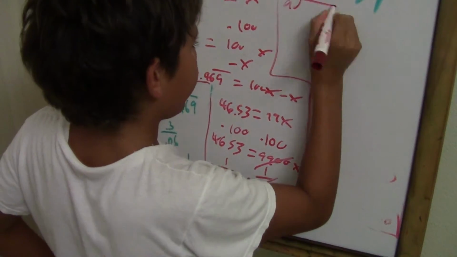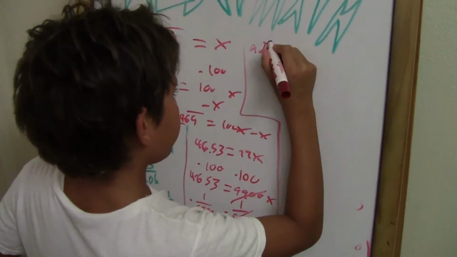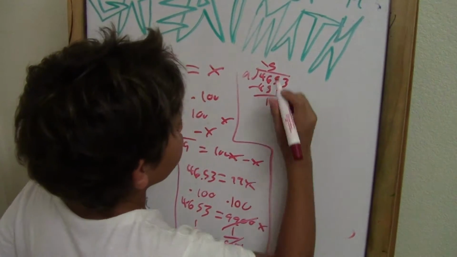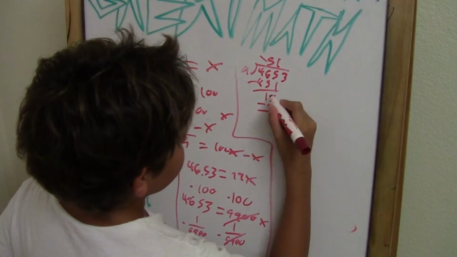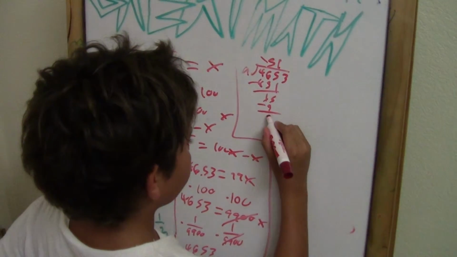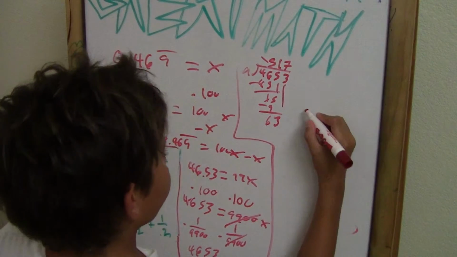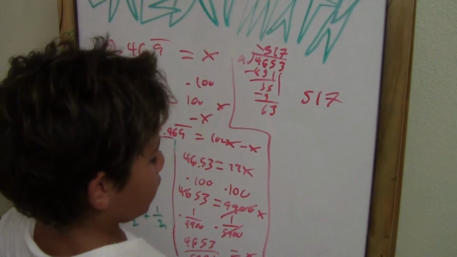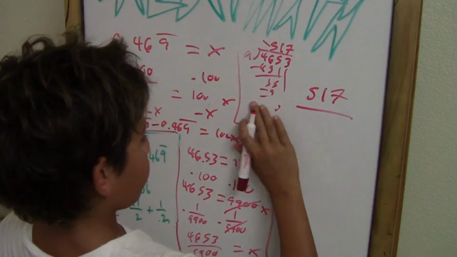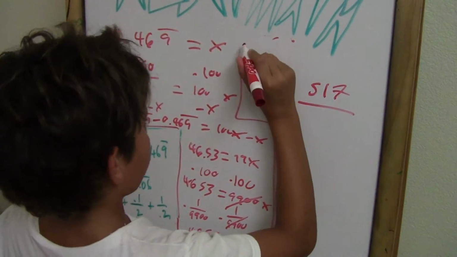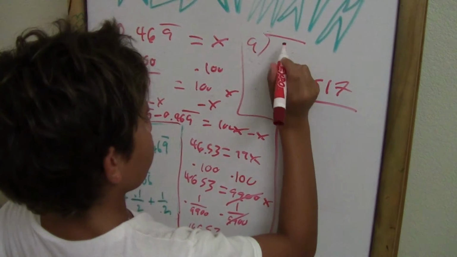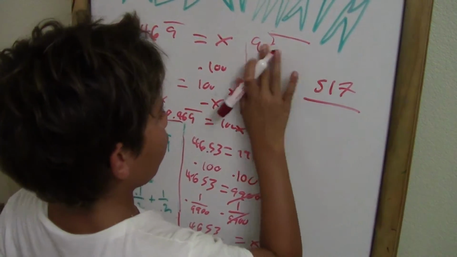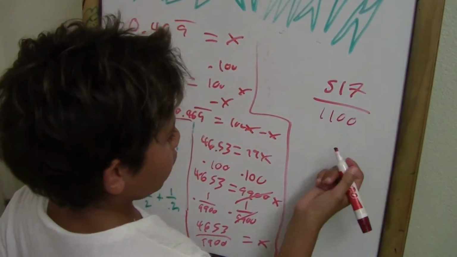So, 9 divided into 4, 6, 5, 3. Nope. That'll be 5, 45 minus that is 1, 15. Don't worry, just hang on in the boredness. 1. 9 minus that, give me that, is 15. That will be 6. 3, that's a 7. So that's 5. That is 500. 517 over 1100. Ta-da! This is our answer.